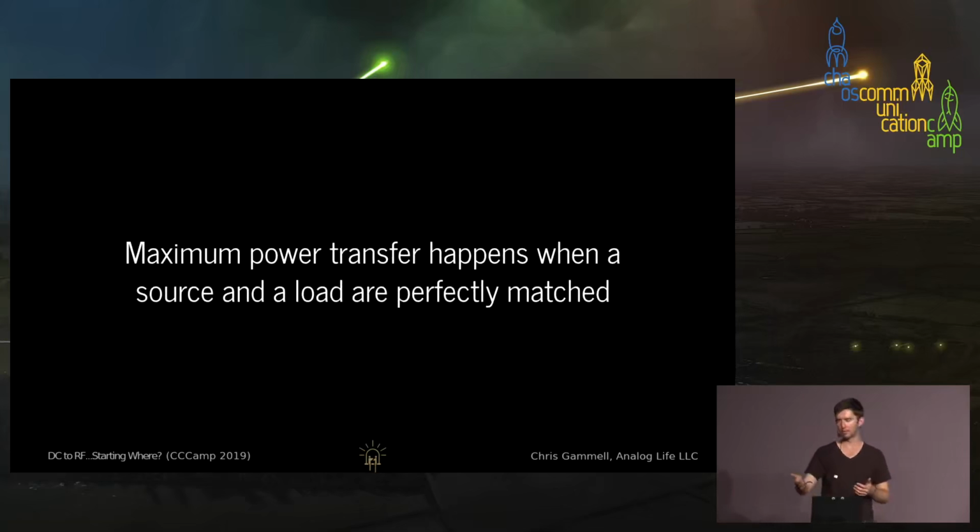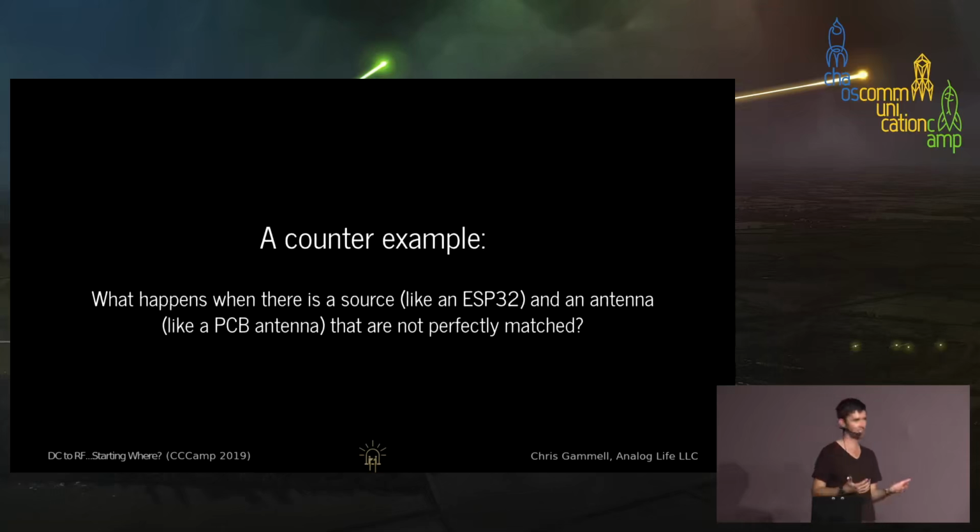So your output might be an amplifier, your input might be an antenna. You want to make sure those things are as perfectly matched as you can so you're not introducing unnecessary degradation. So let's talk about a counterexample. This would be a bad situation. Say you have an ESP32, that's a little tiny Wi-Fi module, and then you have a PCB antenna on board. And those two things are not well matched together.